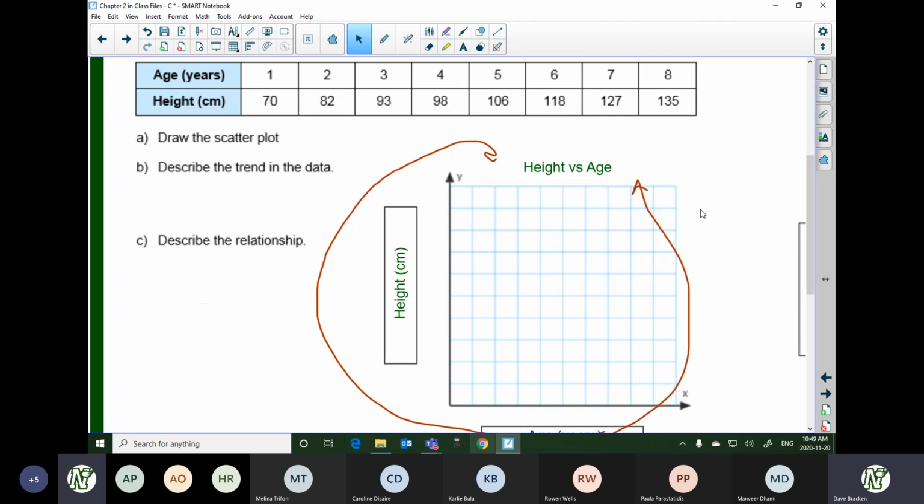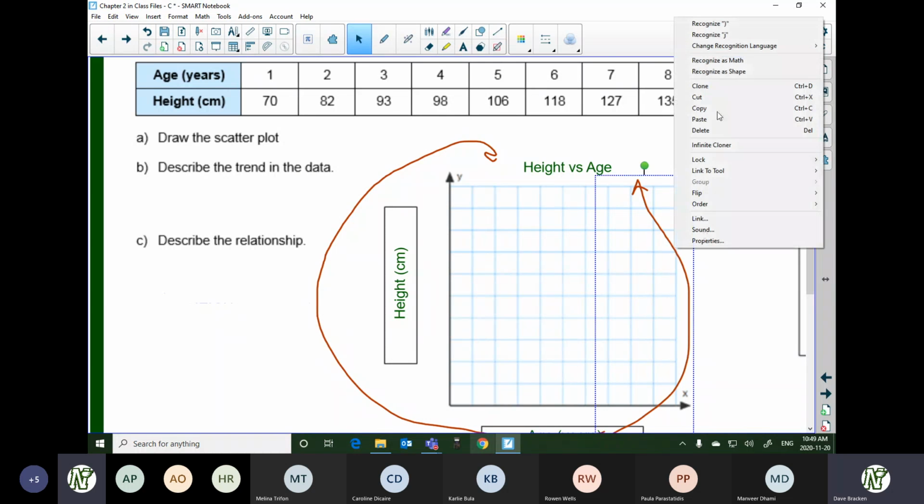So what we're going to do is come up with a scale to use on the bottom. The variables that I'm going to use are the numbers from 1 all the way to 8 for my age down below.